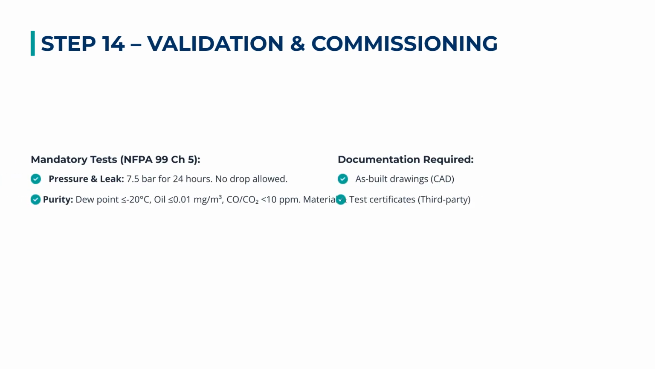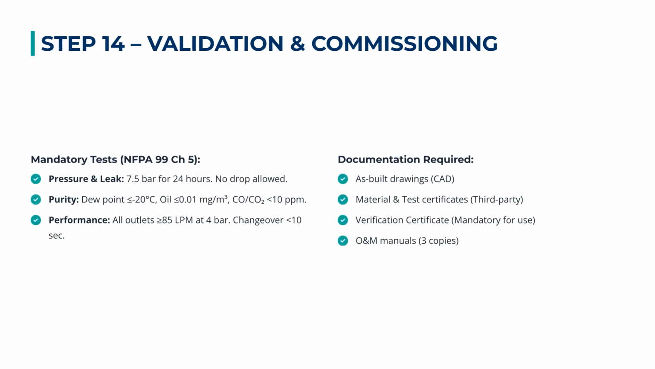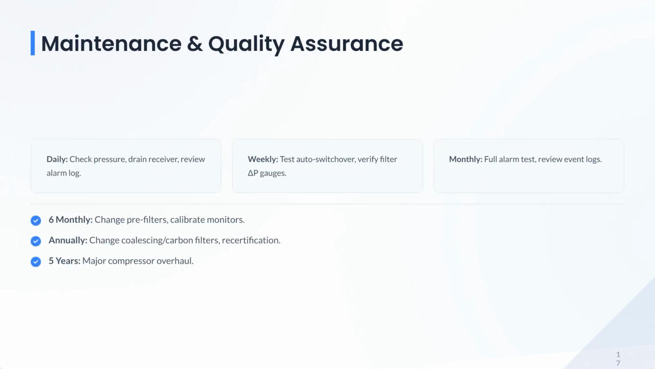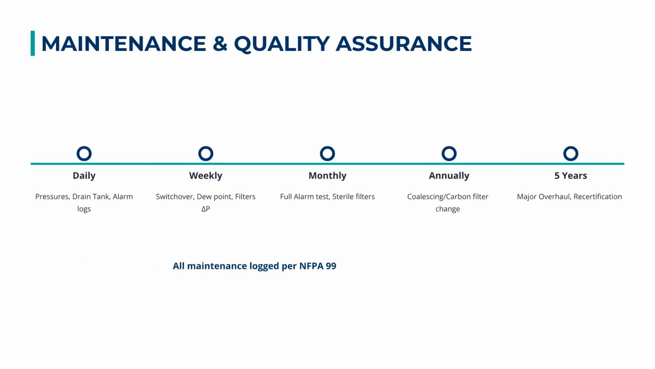Step 14 covers validation and commissioning. Mandatory tests include pressure and leak tests, purity testing for dew points and contaminants, and performance checks. Essential documentation must be submitted, including third-party certification. Proper maintenance and quality assurance are vital. We must adhere to strict schedules, including daily checks, monthly alarm tests, and annual filter changes and recertification. All maintenance actions must be logged per NFPA 99. Schedules range from daily checks of pressure and drains, to weekly switchover tests, to a major overhaul every 5 years.